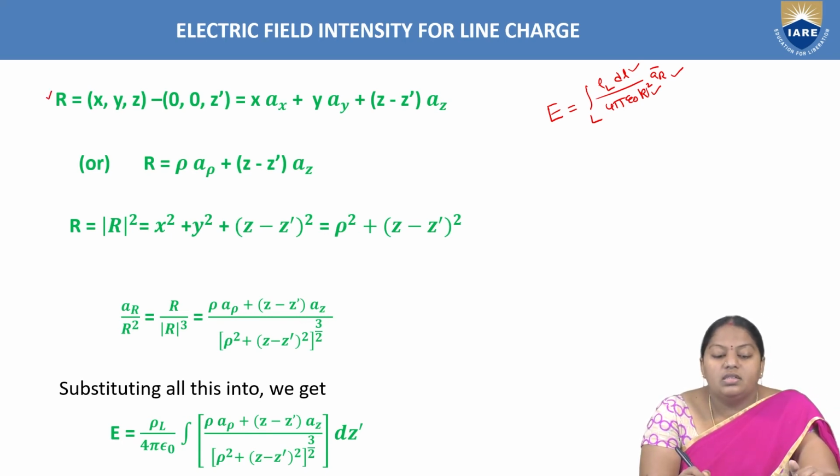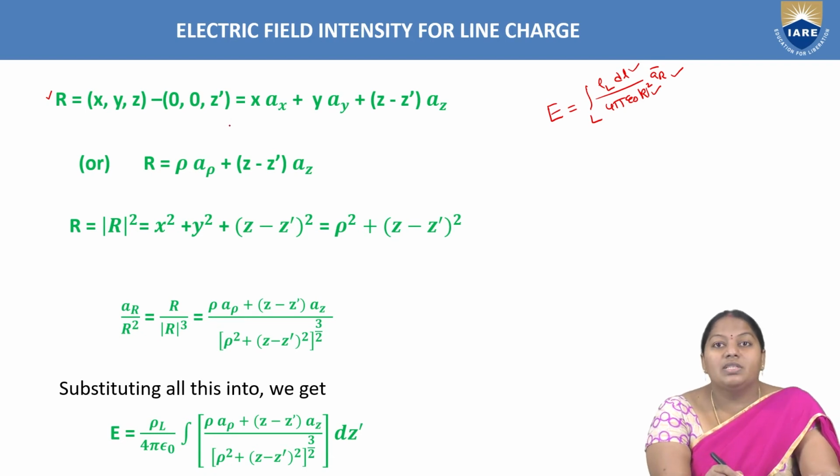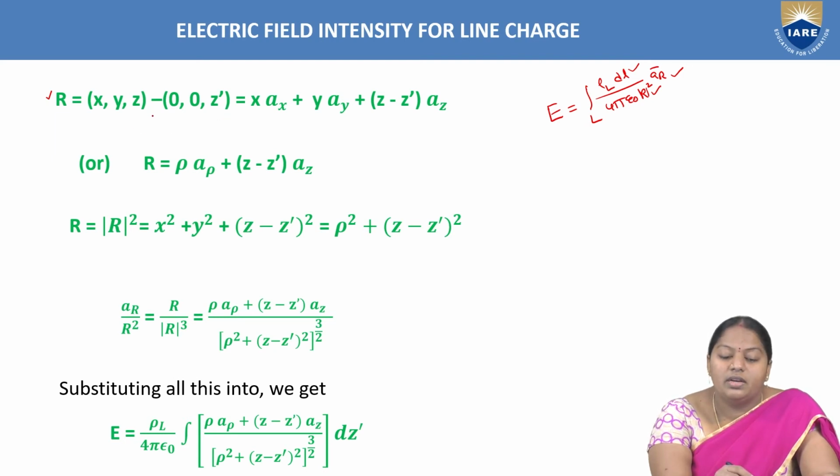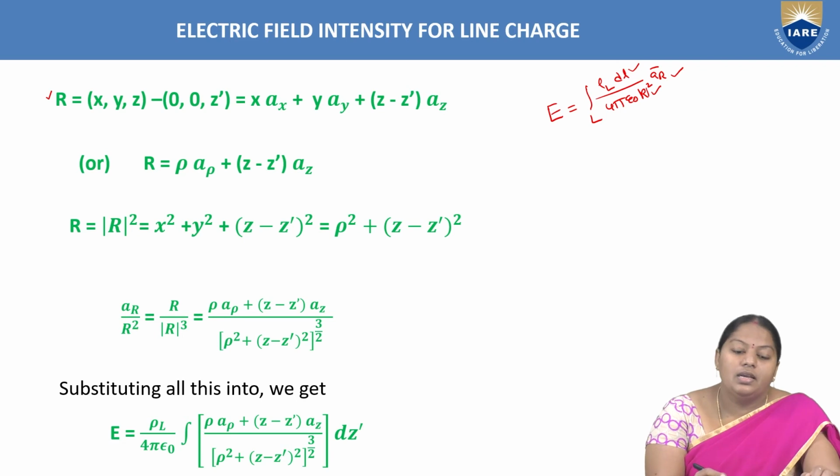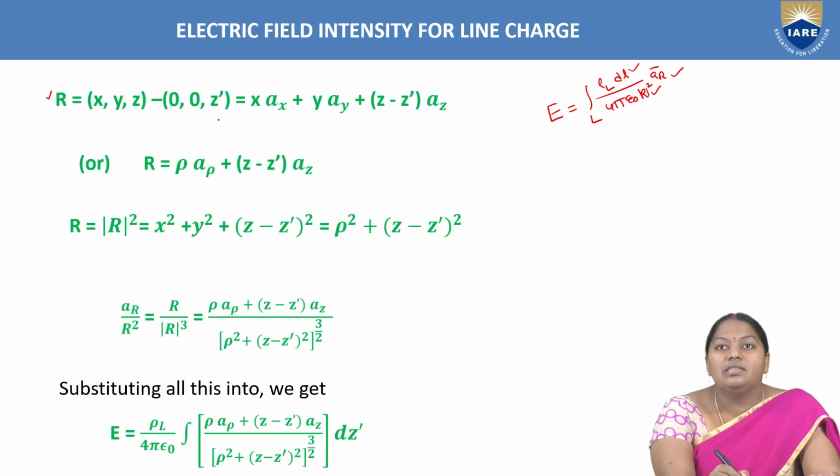And r is the distance from, what is this, x comma y comma z, called the field point, and 0 comma 0 comma z dash, called the source point. So now we'll find the distance between these two, the field point to the source point. Hence r equal to x comma y comma z minus x dash, y dash, z dash. And we know that from the line we have considered only one direction; the length of the conductor is placed along the z. Hence we consider the x and y components as 0 and the z component as z dash. Hence the distance between the two.